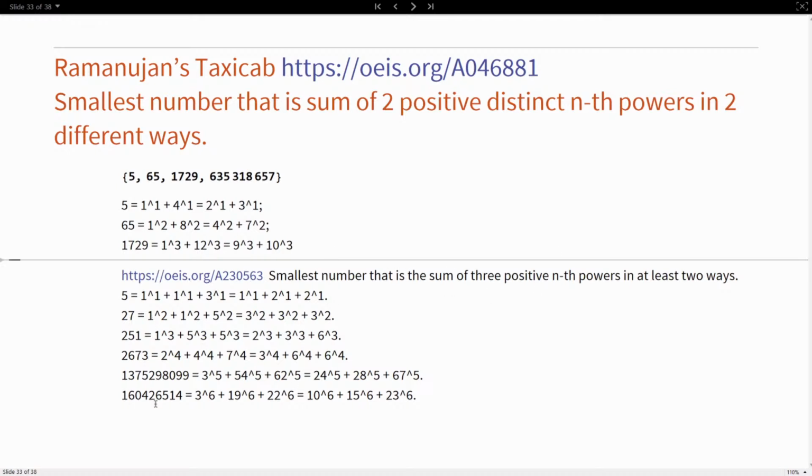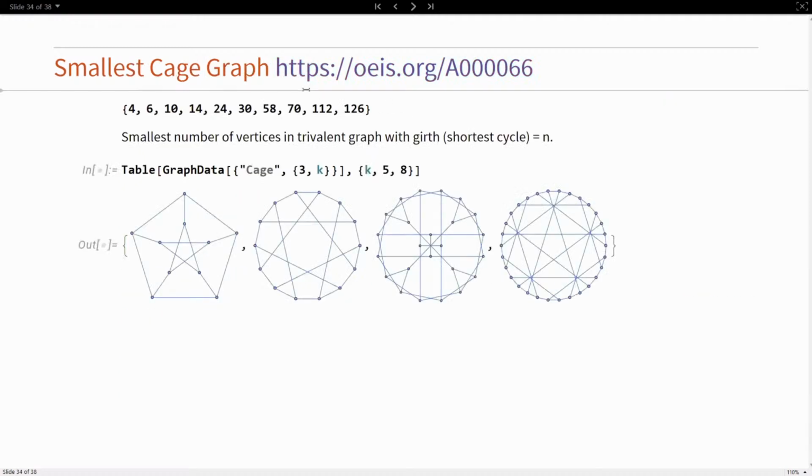And there's a related sequence of the sum of 3 nth powers in at least two ways. And these are the known solutions. And these are all the known solutions. What the next term is for 7th powers is unknown. I find it unusual that this one has not been solved or extended.